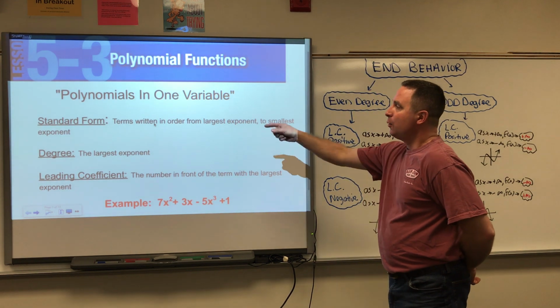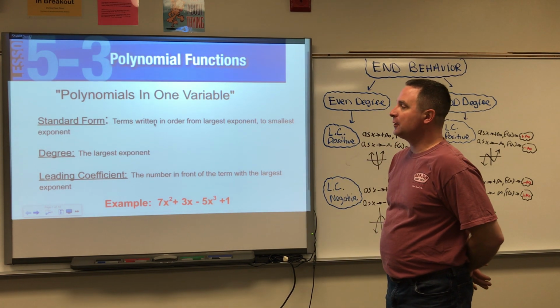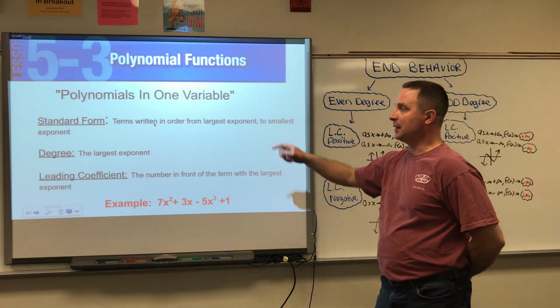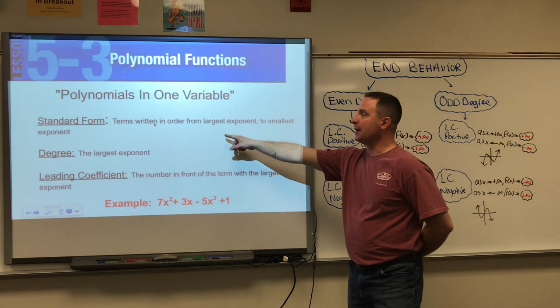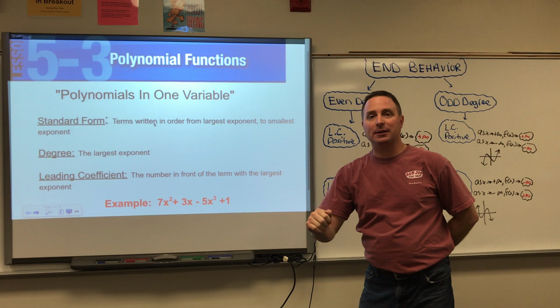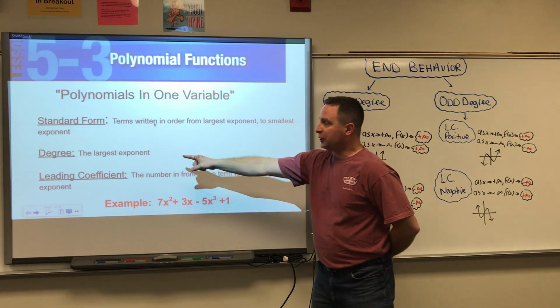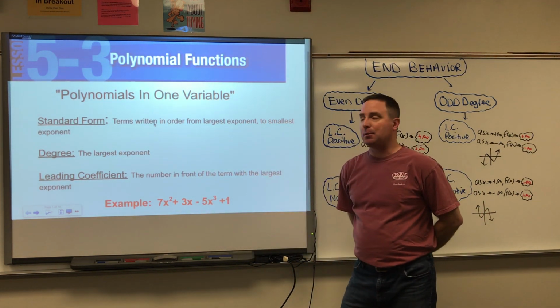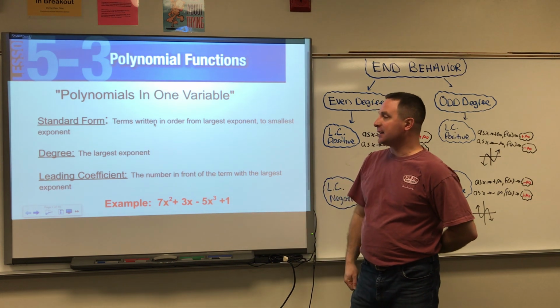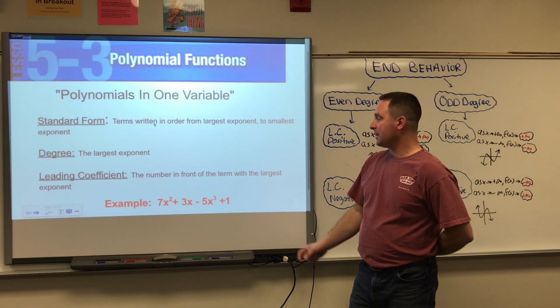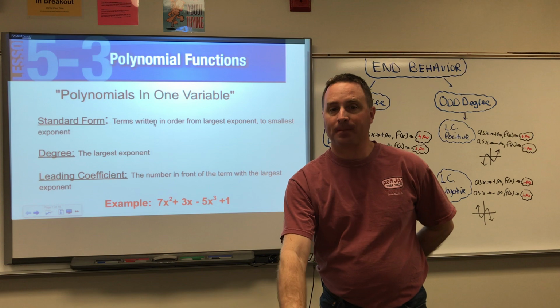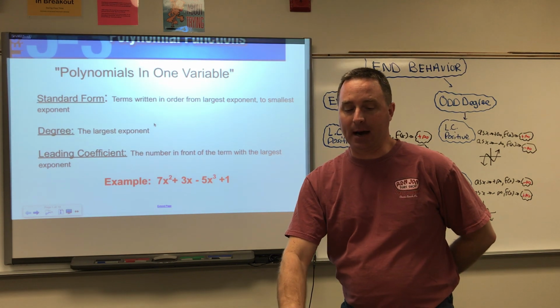We're talking about what's standard form, the degree of a polynomial, and the leading coefficient of a polynomial. Well, as you can see, standard form is when we write the terms in order from largest exponent down to smallest exponent. The degree is simply the largest exponent, and the leading coefficient is the number out in front of the term with the largest exponent. Okay? And I have a little example down here at the bottom.